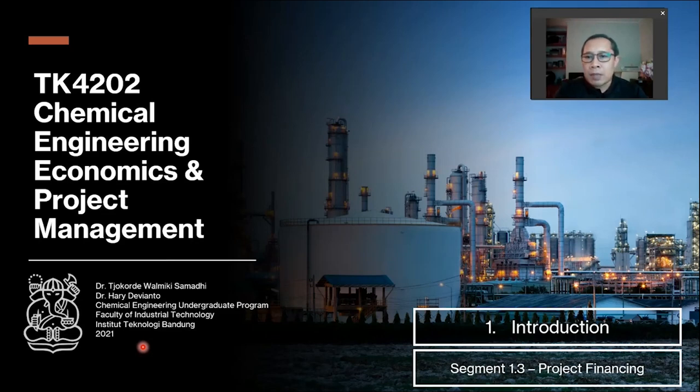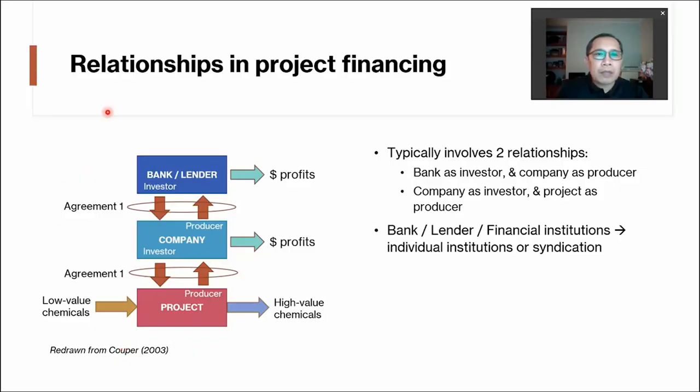So here in segment 1.3 we discuss a little bit about concepts of project financing. Now this diagram on the left hand side shows us the relationship in project financing, which involves three institutions: bank or lender, company, and the project itself. And there are typically two types of relationships interlinking between these three parties. Banks act as investors and the company acts as producer with respect to the project. The project itself is usually, in terms of organization, separate from the company which owns the project.